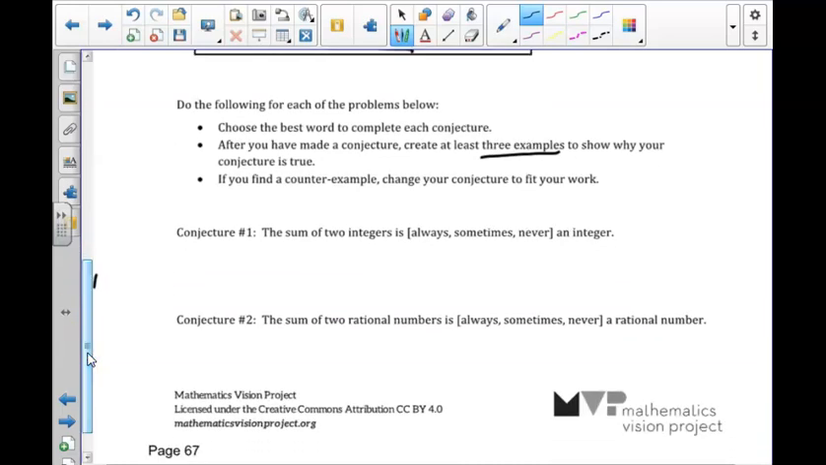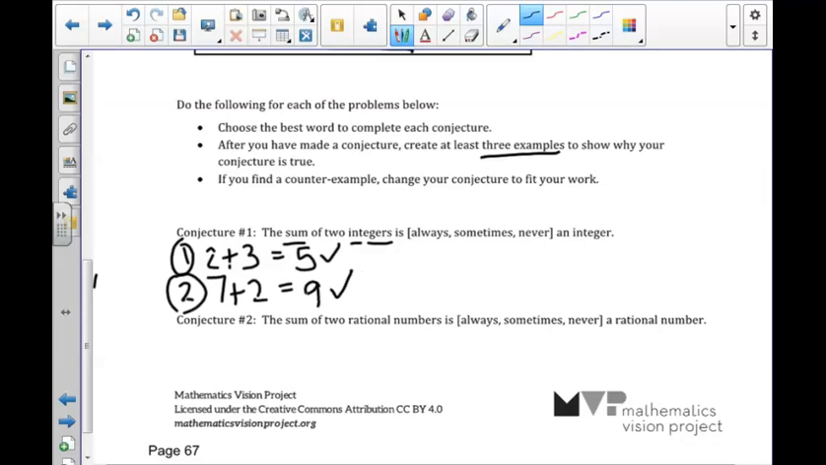So for conjecture 1, we are asked to find if the sum of 2 integers is always, sometimes, or never an integer. So if we look at 2 numbers, I could take, for example, 2 plus 3. Those 2 numbers are integers, and we're trying to find the sum. In this example, our answer is 5, which is definitely an integer. We can give another example, like 7 plus 2. Those are both integers, and when we add them, we get 9. That is also an integer. And a third example we could give is 5 plus 6, which gives us 11. That is also an integer. So we can see that the sum of 2 integers is always an integer.